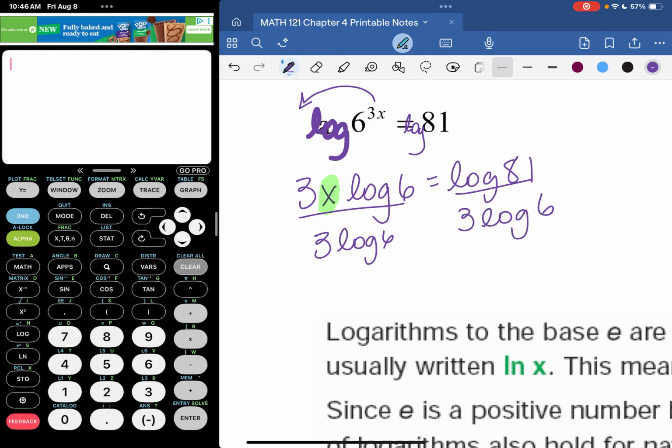And we're going to try to type that in our calculator. So log of 81 divided by, you got to put parentheses around the bottom. Be careful. 3 log of 6.